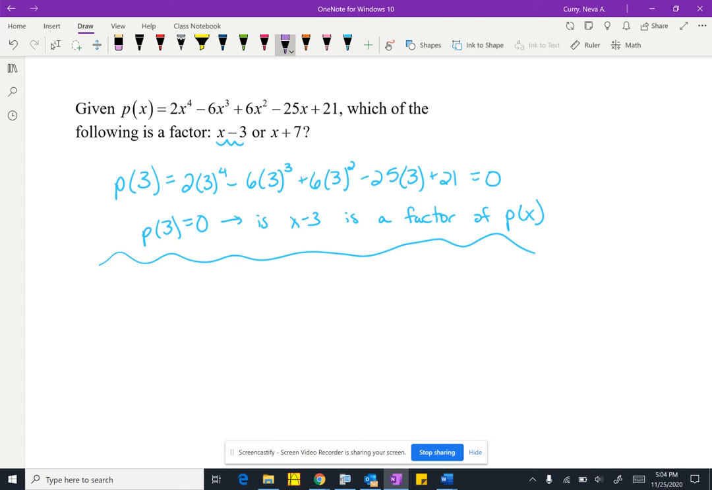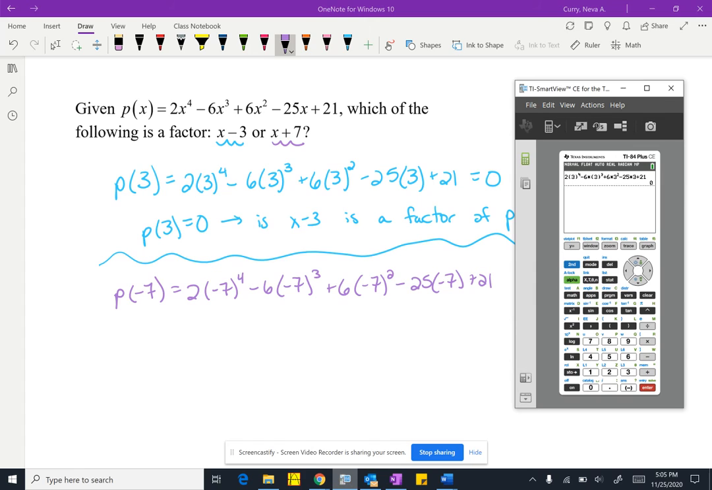So let's see. Now this time we want to think about what would make x plus 7 equal 0, and that would be a negative. So we're going to do P of negative 7. And again, we would be careful, like 2 times negative 7 to the fourth minus 6 times negative 7 cubed plus 6 times negative 7 squared minus 25 times negative 7 plus 21. And you really do have to be careful with parentheses when you use your calculator.